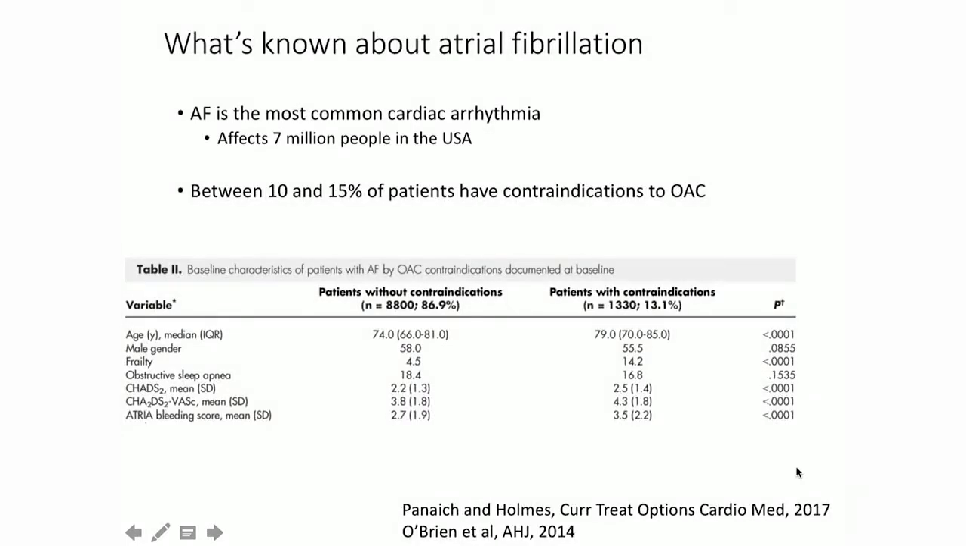So what's known about atrial fibrillation and the left atrial appendage? As you know, atrial fibrillation is the most common cardiac arrhythmia. It affects over 7 million people in the United States alone, and between 10 and 15% of patients actually have contraindications to oral anticoagulants. And what's interesting to see is that these patients with contraindications are actually those that stand to benefit the most from anticoagulants because they have the higher CHADS and CHADS-VASc scores, as you can see in this study that was published in 2014.